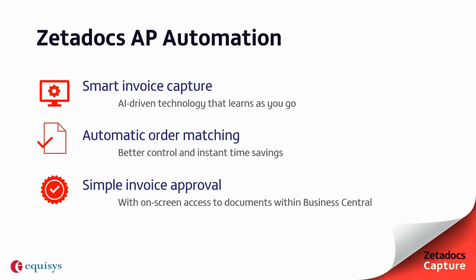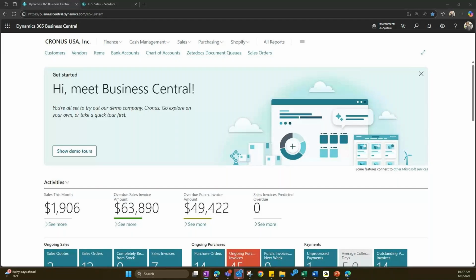While Zetadocs Capture Essentials and Capture Plus include the AP automation solution, it's important to note that there is a per document processing cost, which is typically 30 cents per document. Now let's jump into the demo.